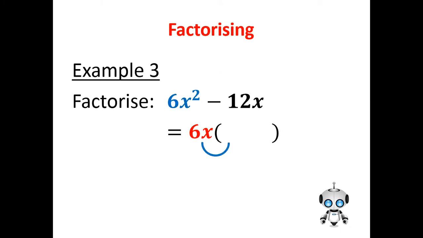6x times something has to give us 6x squared. First up, so 6x times x will give us 6x squared. Now we see a subtract and we write a subtract, and finally we say 6x times something has to give us our 12x. 6x times 2 will give us 12x. So our final expression is 6x bracket x subtract 2.